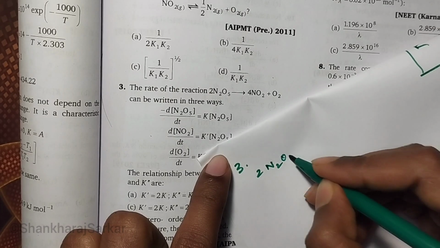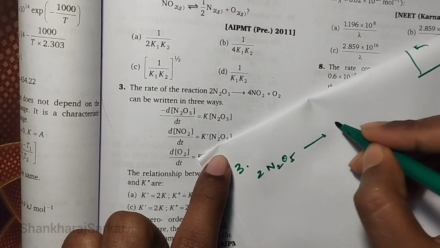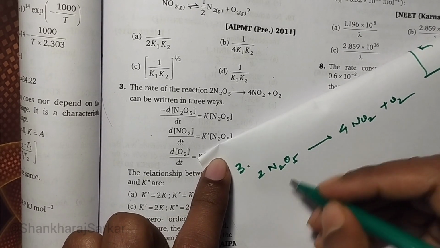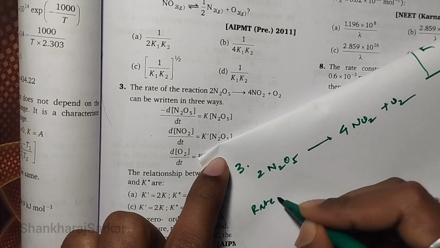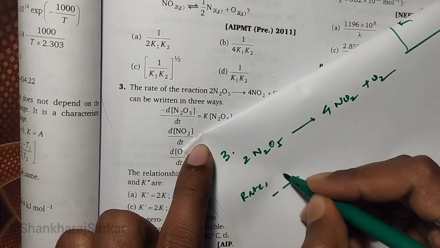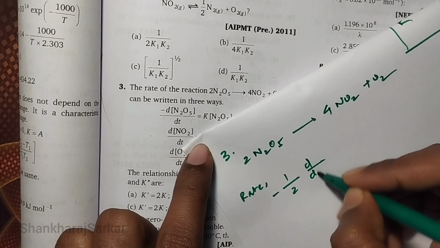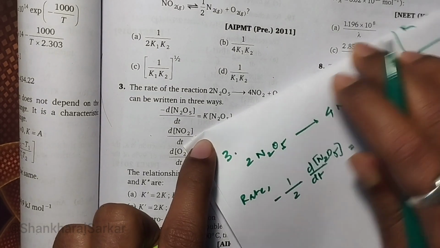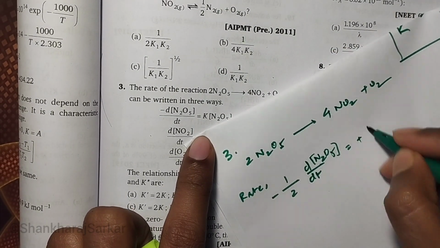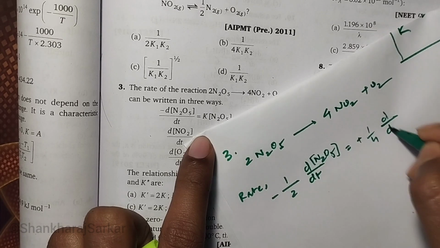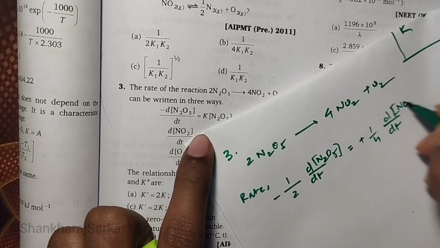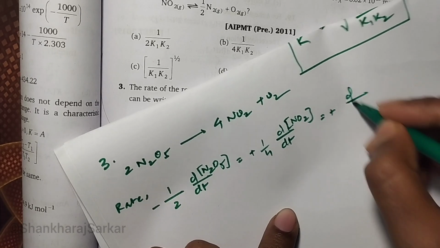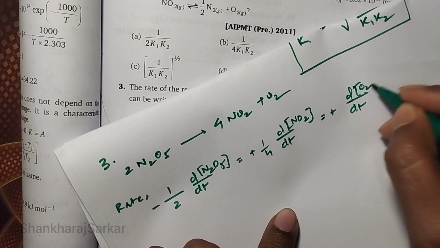2N2O5 → 4NO2 plus O2. Okay, now we write the rate will be minus 1 by 2 d/dt of N2O5 is equal to, in the product side, plus 1 by 4 d/dt of NO2 is equal to plus d/dt of O2.